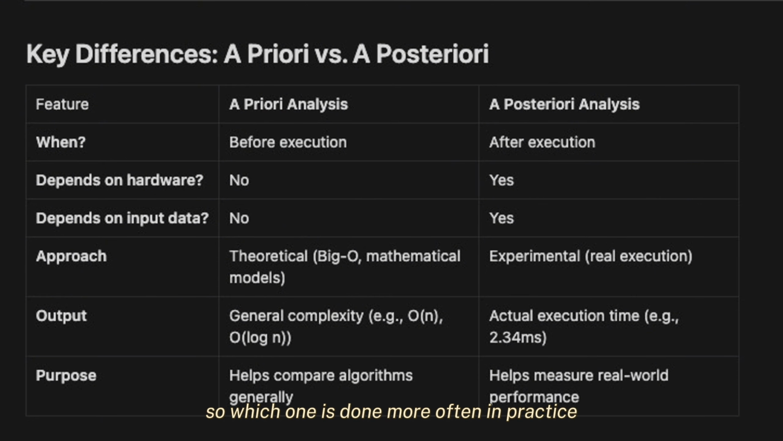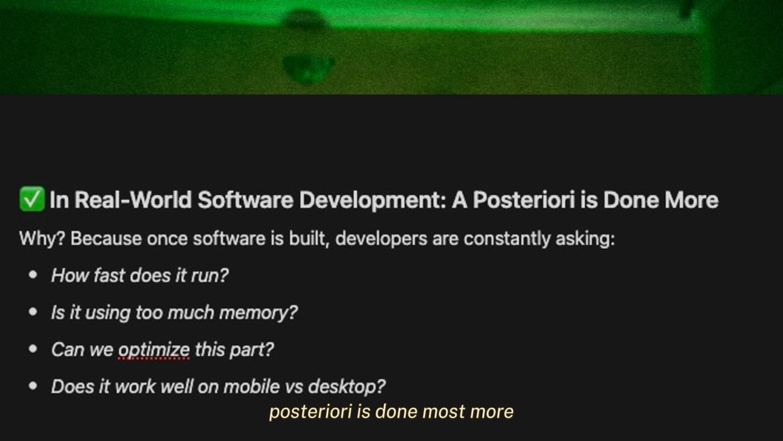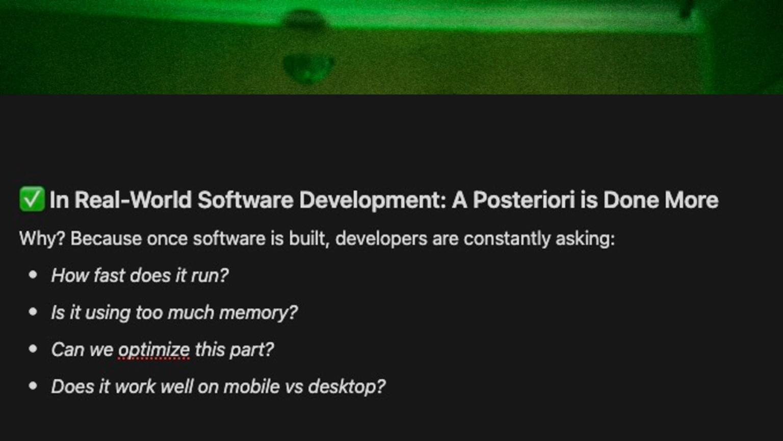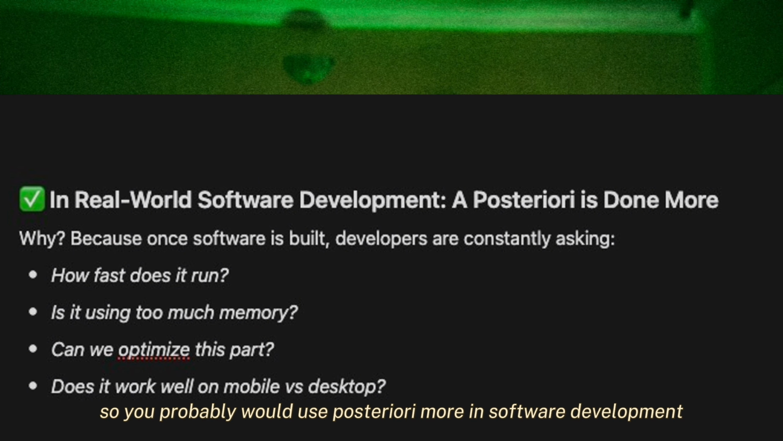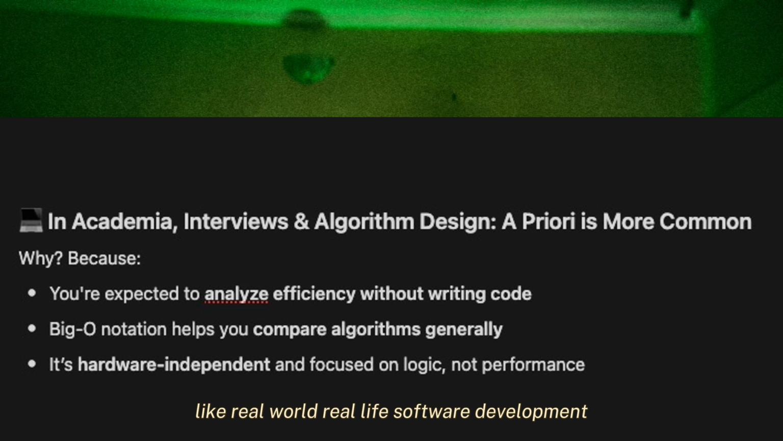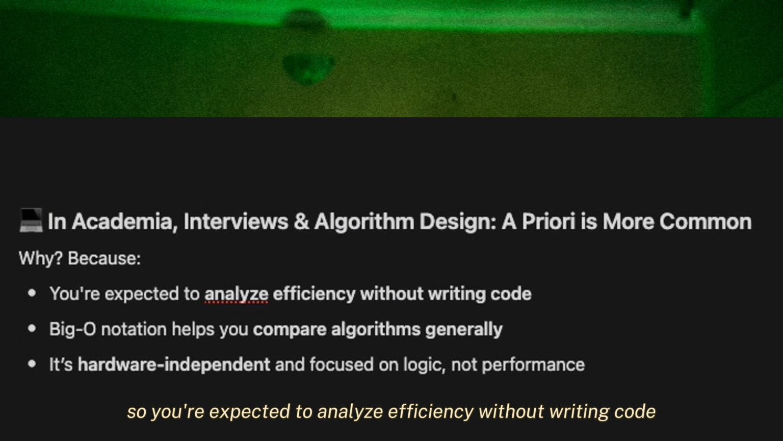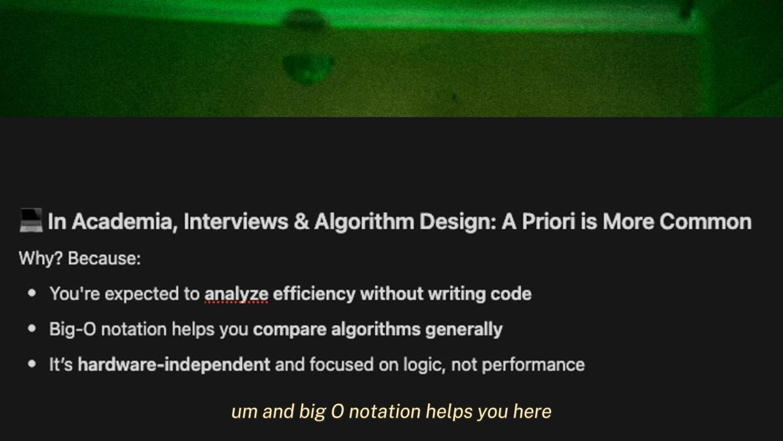So which one is done more often in practice? I think in real-world software development, a posteriori is done more because you're trying to check how fast this runs, how much space it uses, can we optimize this part? So you probably will use a posteriori more in real-life software development. But in academia, in interviews, algorithmic design rather, a priori is more common. If you're in an interview, you're probably doing more of big O and all of that. So you're expected to analyze efficiency without writing code, and big O notation helps you here.